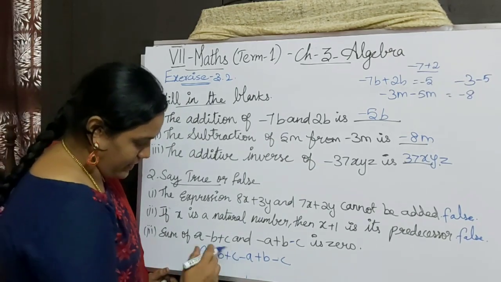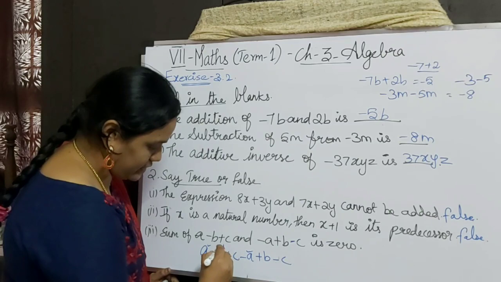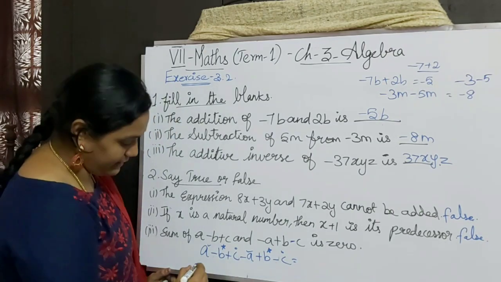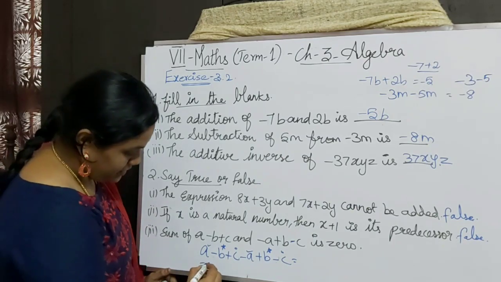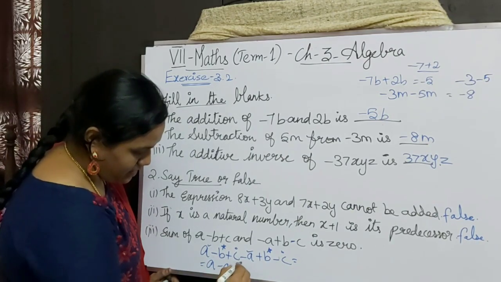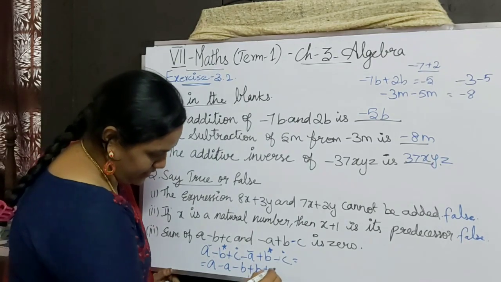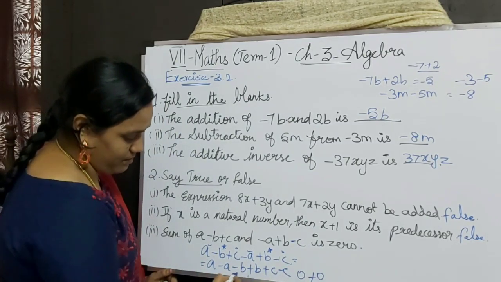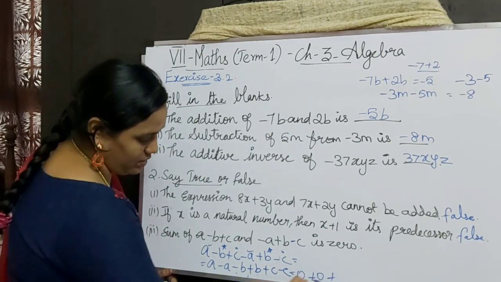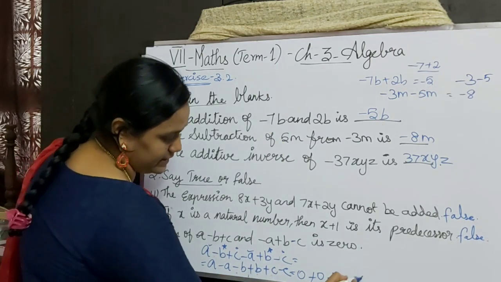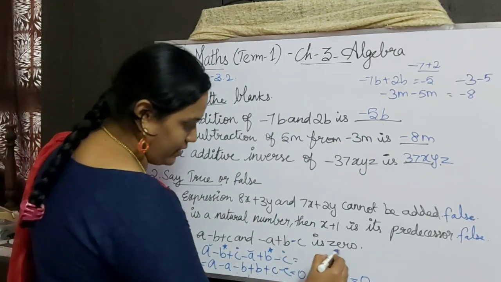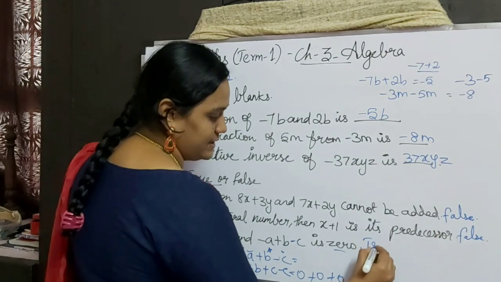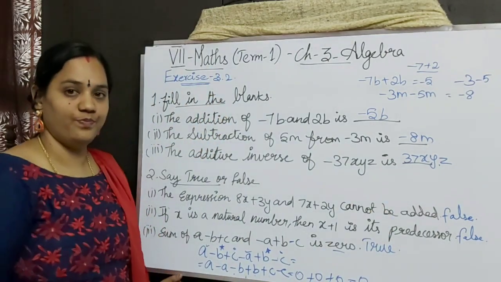So a, we have to write the like terms together. So I am marking the like terms. We have to write the like terms together. Am I correct? So a minus b plus b plus c minus c. So a minus a is 0, minus b plus b is 0, c minus c is 0. So the answer is 0. So they have also given the statement as 0. So we have to write the answer as true.